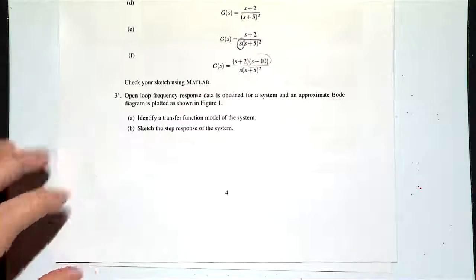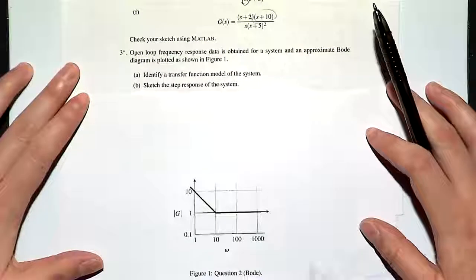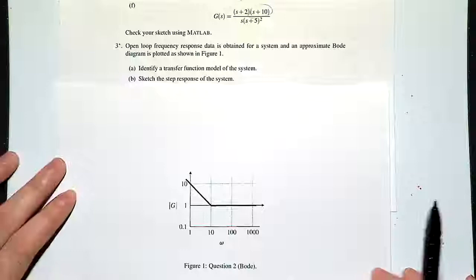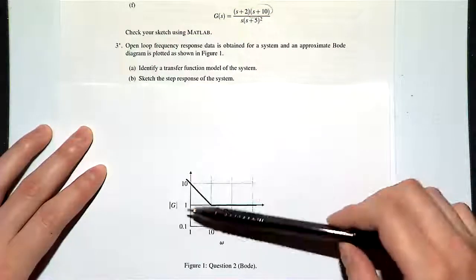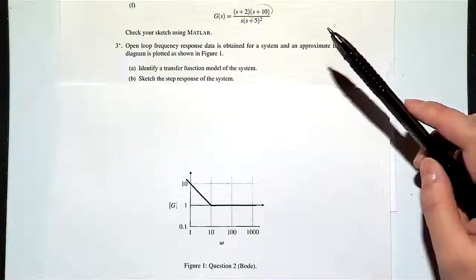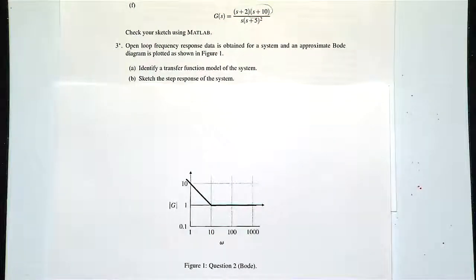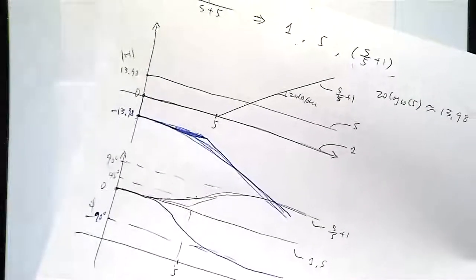Okay, let's move on to question 3. So question 3 is saying you have an open loop frequency response which is plotted like this, and it asks you to firstly identify the transfer function, right? And then based on the transfer function, you can then sketch a step response. Alright, so you've just plotted several Bode plots just now, right? You have all these plots, right?